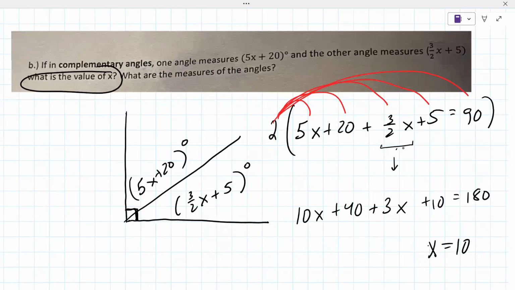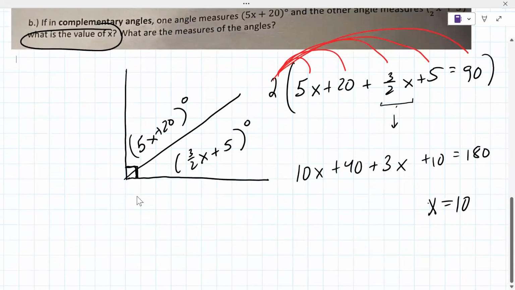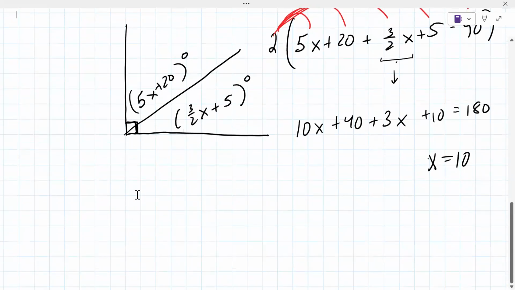What's the value of x? What is the second question that it's asking for? What are the measures of the angles? So what you have to be careful of on a test is that you answer all the questions. Your teachers always put multiple questions in there, and you might think you're done, but you're not. You have to take this 10 and put it back into both, just like we did in the previous problem. So will you do that for us, please? Yeah, I got you.